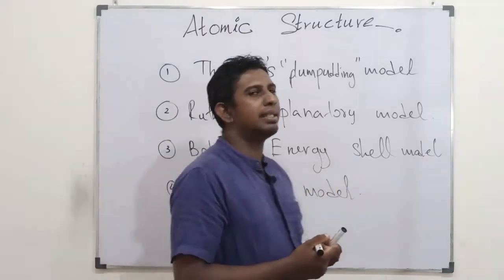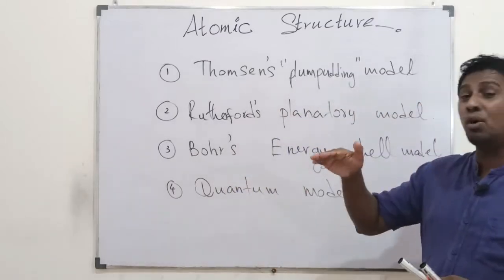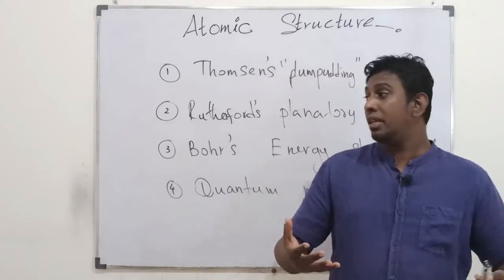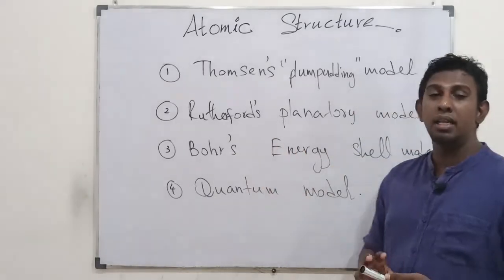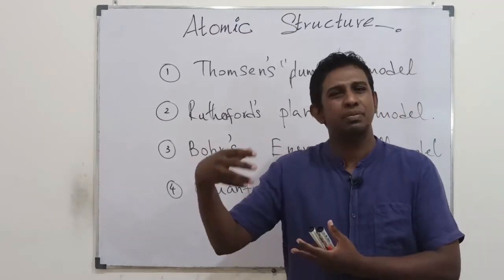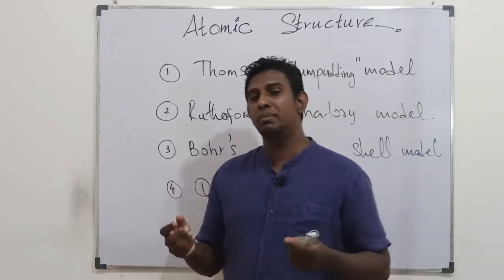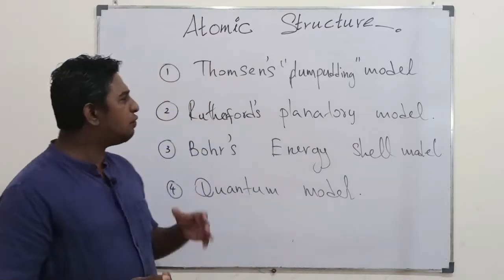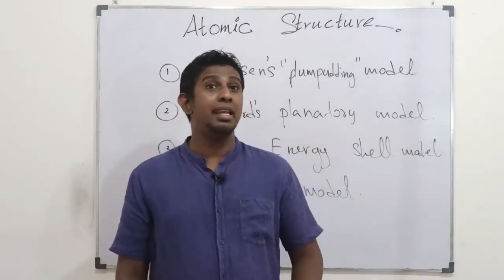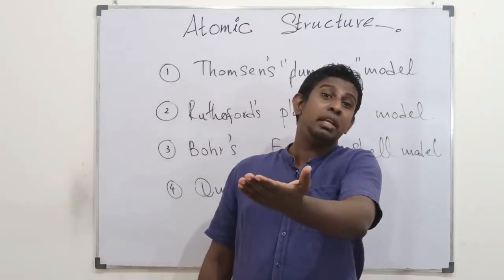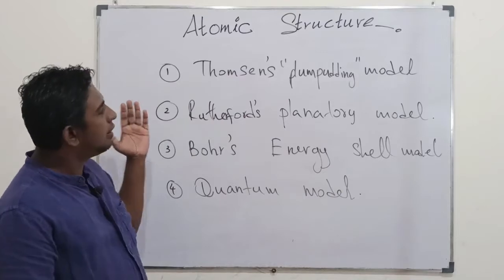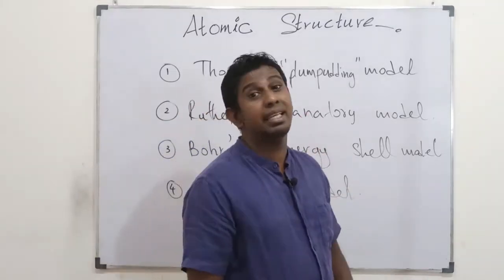Oh, for the reason that it was made on Bohr's basis, right? So its foundation was Bohr's theory, Bohr's model. So therefore we could call it Bohr-Sommerfeld model as well, but let's call it the quantum model. Okay, these are the four models we have to discuss, which in the evolutionary path we have surpassed in history.